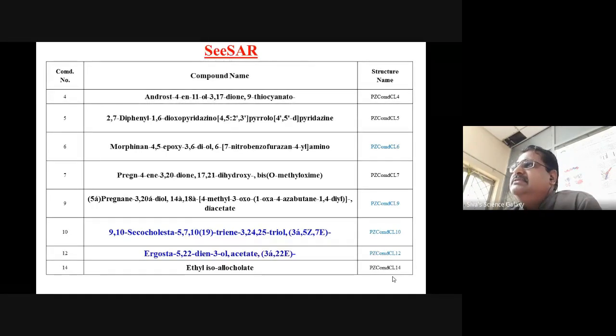CSAR is a commercial tool available in our laboratory. Okay, it's a fantastic tool. I have done some work with your professor, Dr. Sandil Kumar also. Okay, see here, I have the ligands. For the ligands, I can get the structure from the databases.